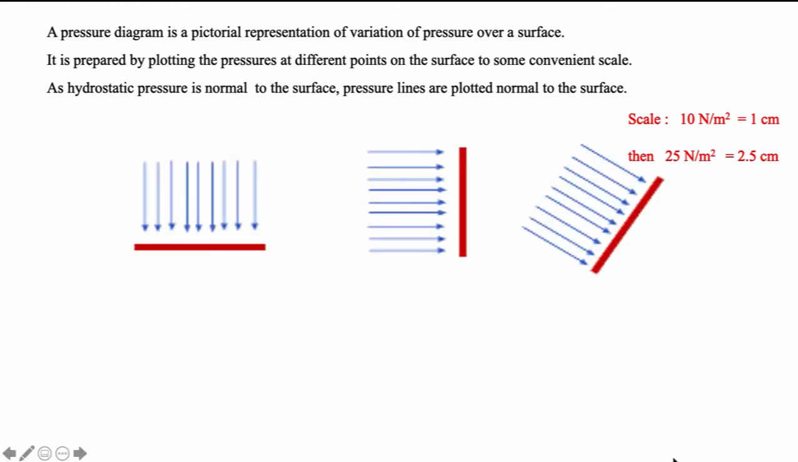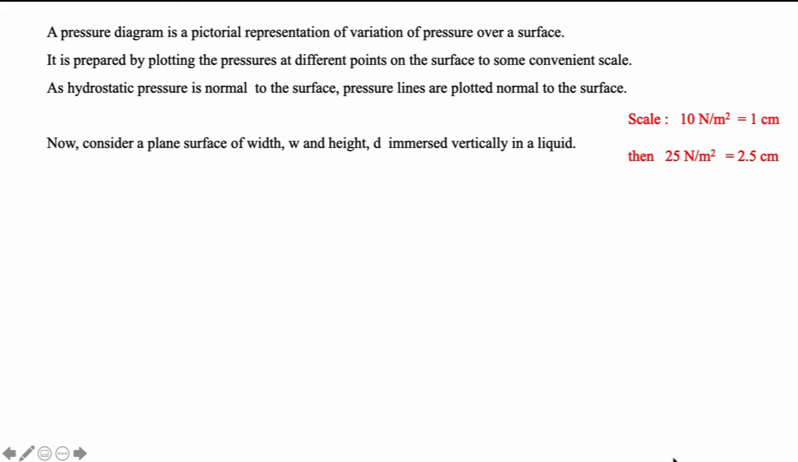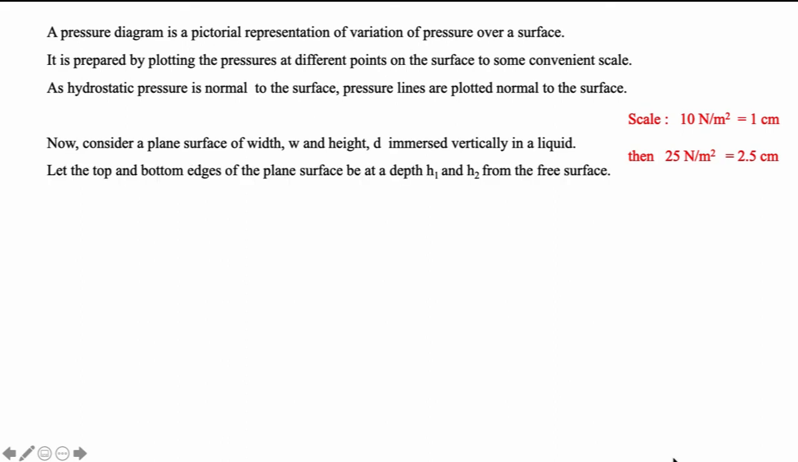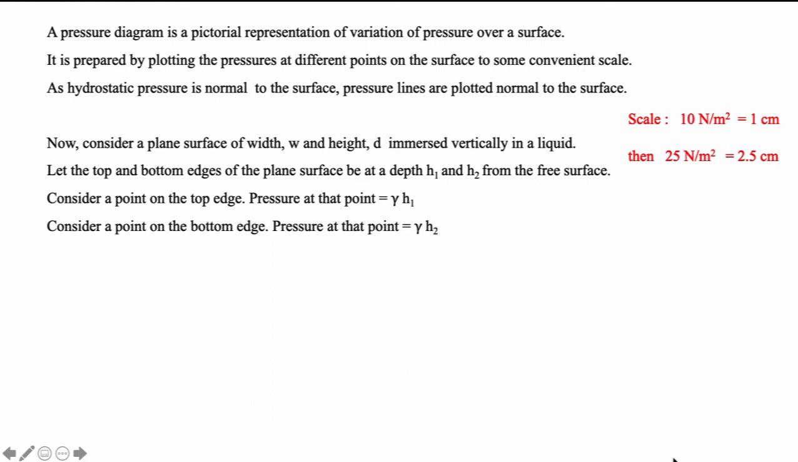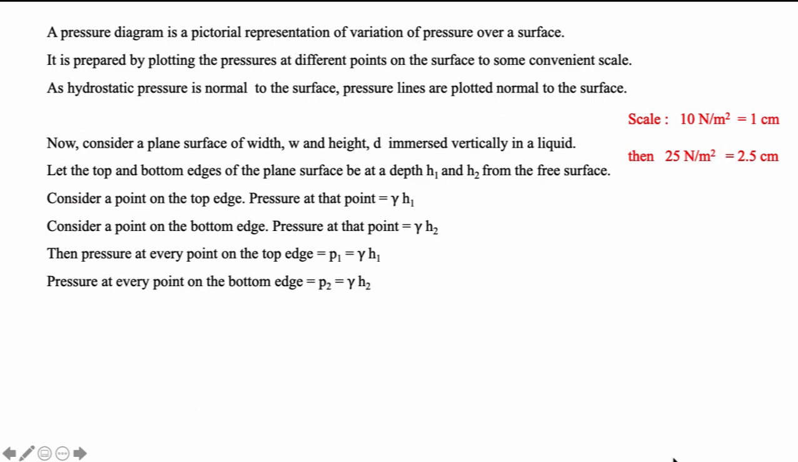Now, consider a plane surface of width W units and height D units immersed vertically in a liquid. Let the top and bottom edges of the plane surface be at a depth of h1 and h2 from the free surface. Consider a point on the top edge, so the pressure at that point is gamma h1. The pressure at the bottom point is gamma h2. Then the pressure at every point on the top edge is P1 is equal to gamma h1. The pressure at every point at the bottom edge is gamma h2.